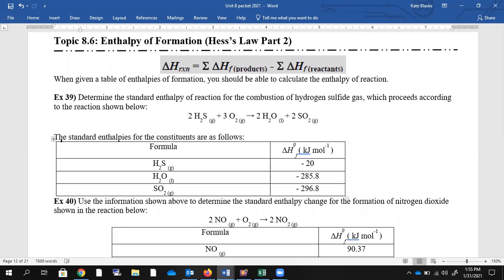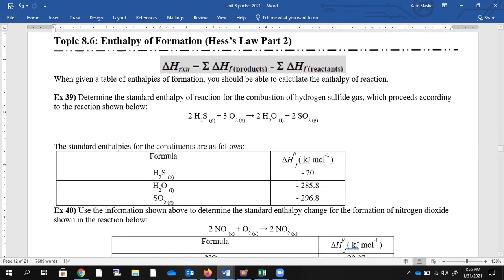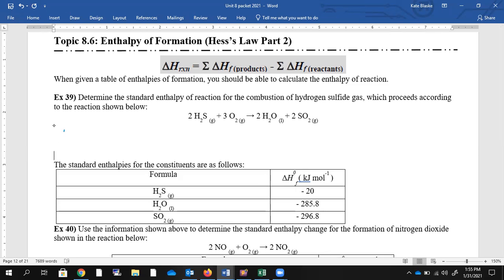Example number 39 says, determine the standard enthalpy of reaction for the combustion of hydrogen sulfide gas. We've got the equation below, and then they give us this little table of standard enthalpies. So I know that my heat of reaction, this is going to be standard because everything that they're giving me is standard, so I put that little 0 in there. My products in this case are water and SO2. And they have coefficients in front of them, right? I have 2 water molecules and 2 sulfur dioxides. So those are all of my products.